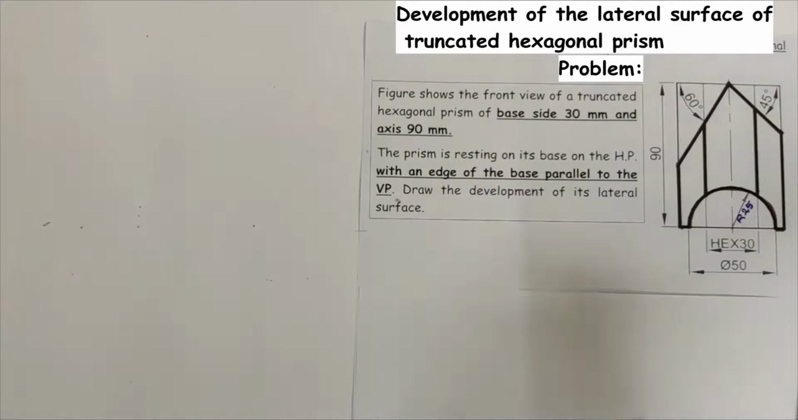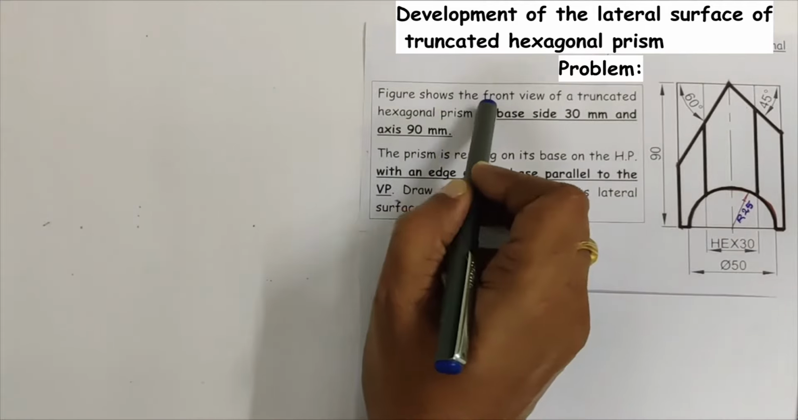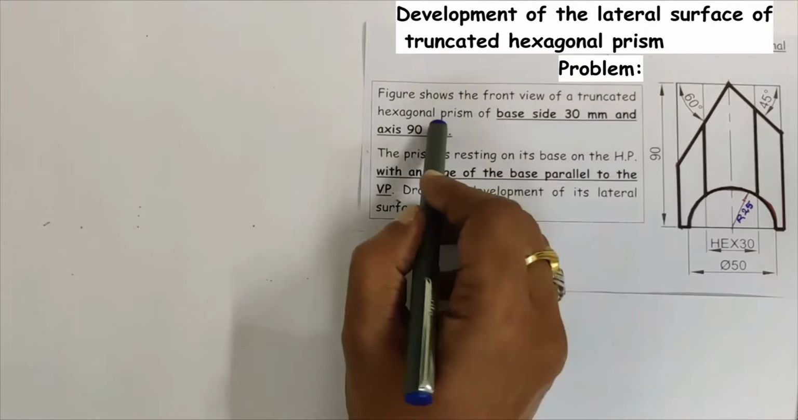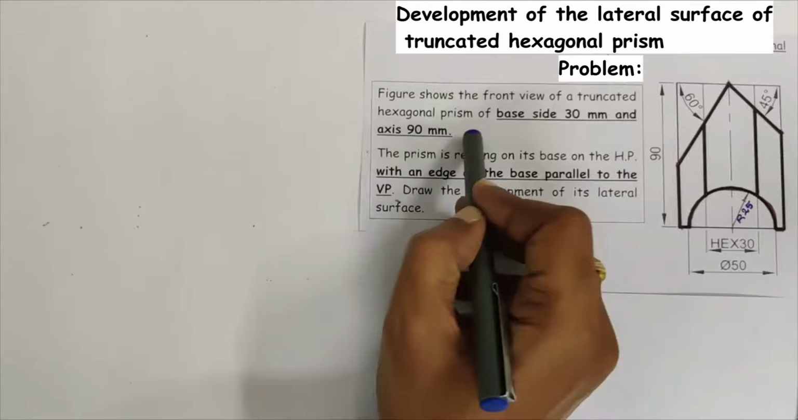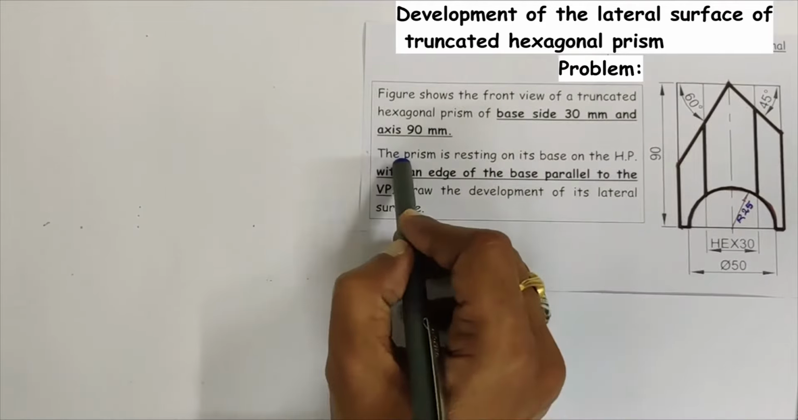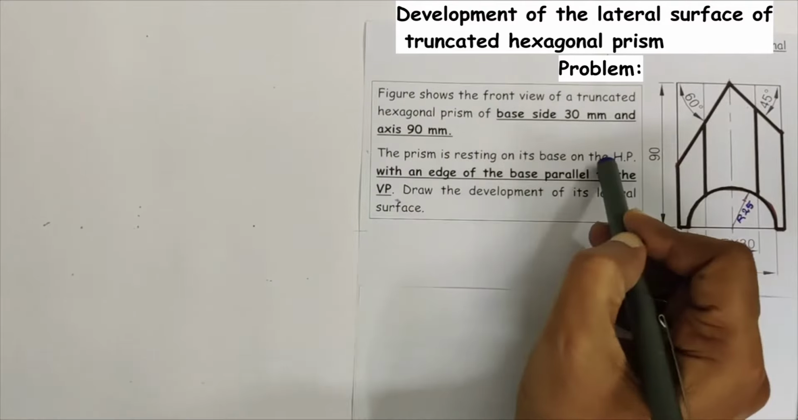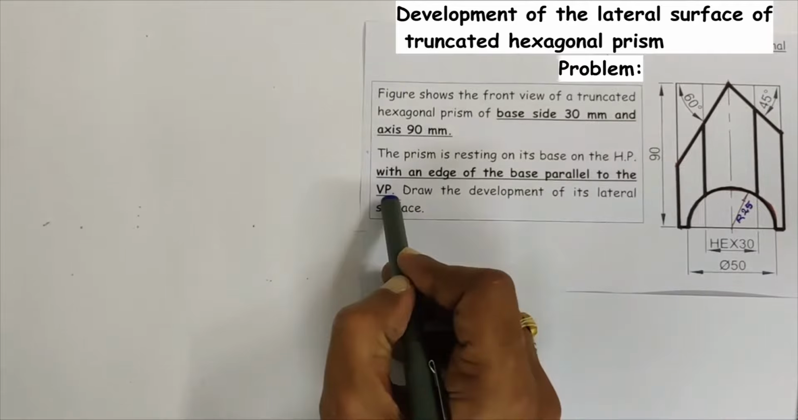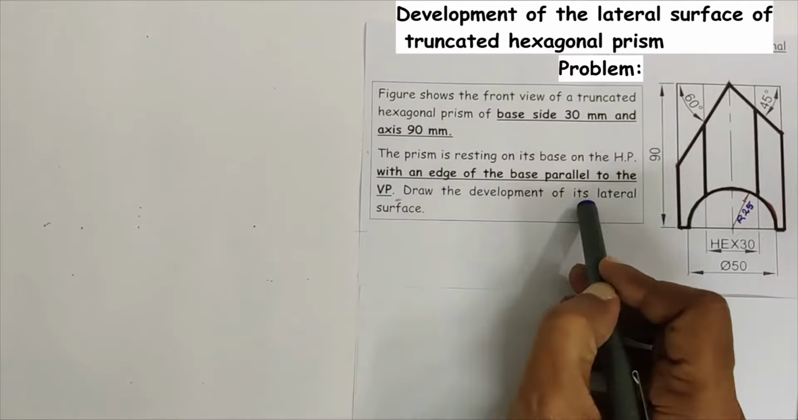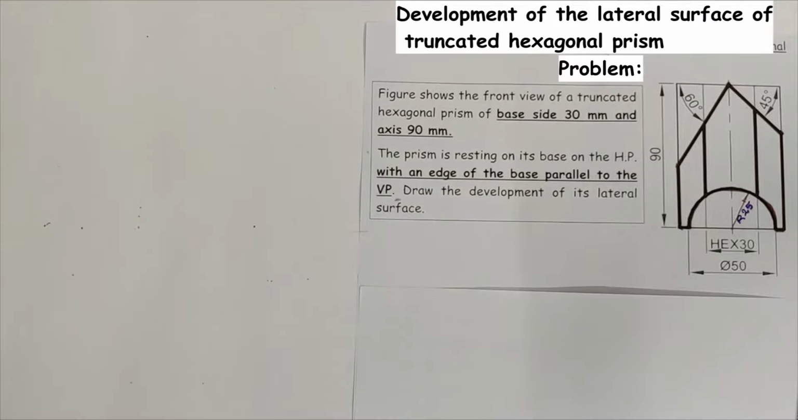The given problem is, the figure shows the front view of the truncated hexagonal prism of base side 30 mm and axis 90 mm. The prism is resting on its base on the HP with an edge of the base parallel to the VP. Draw the development of its lateral surface.